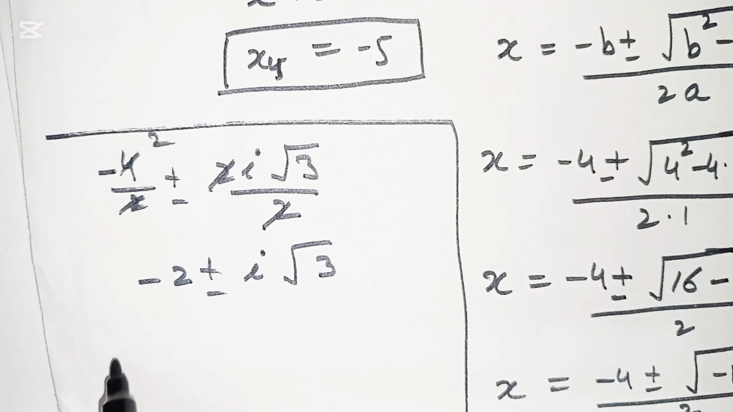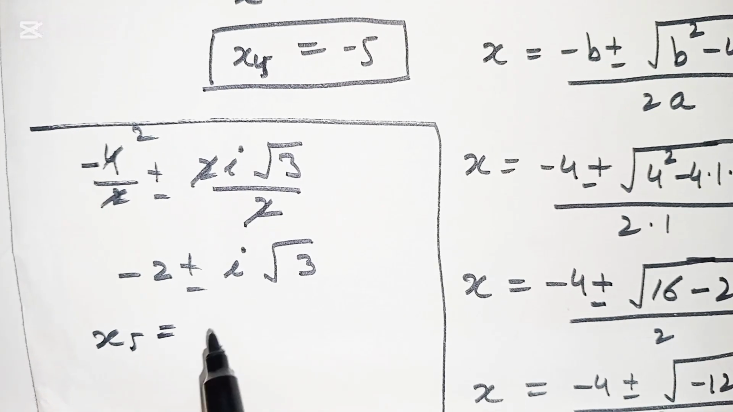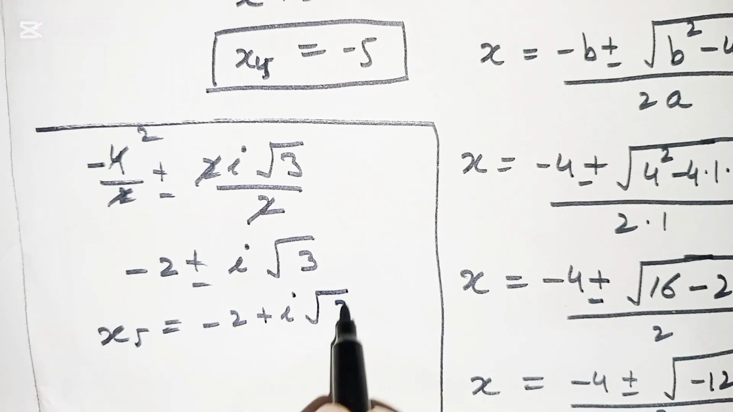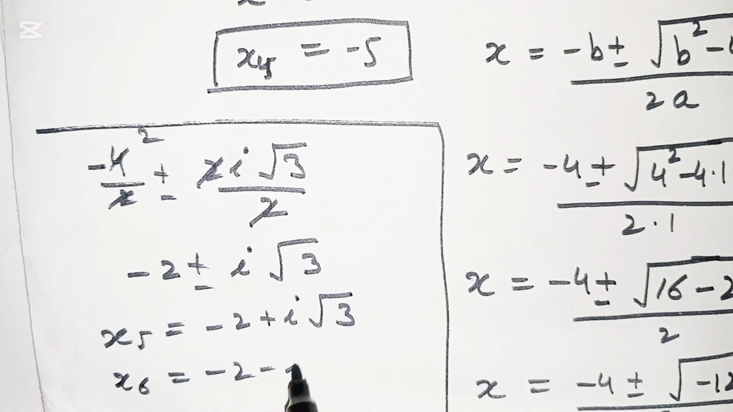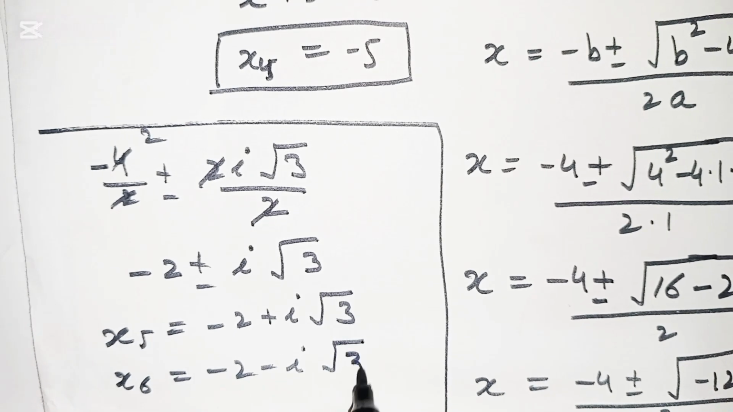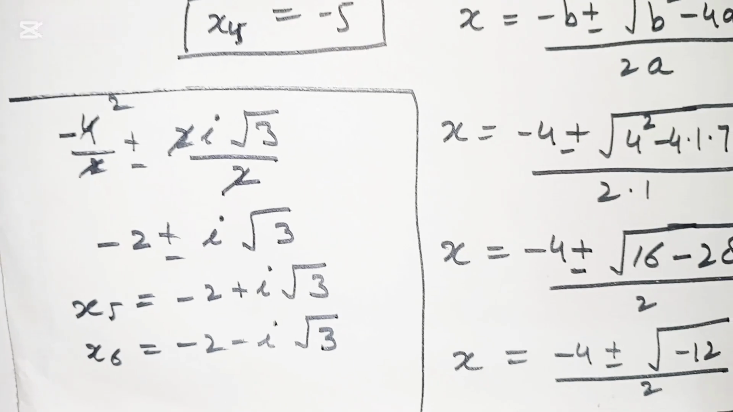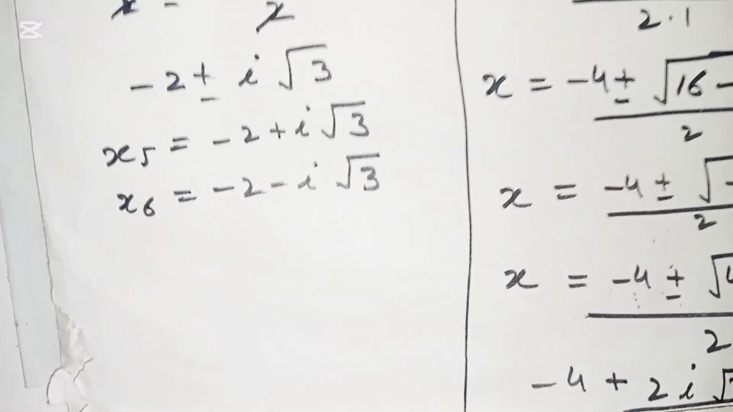And here the fifth value of x is equal to minus 2 plus i square root 3, and the sixth value of x is equal to minus 2 minus i square root 3. And so after all, we can solve the six values of x.